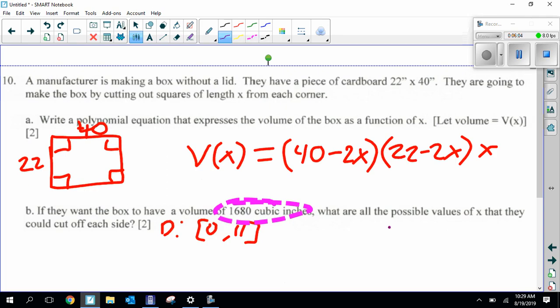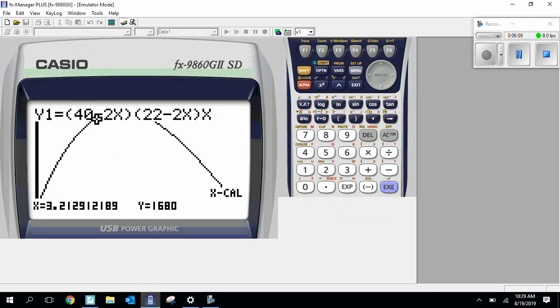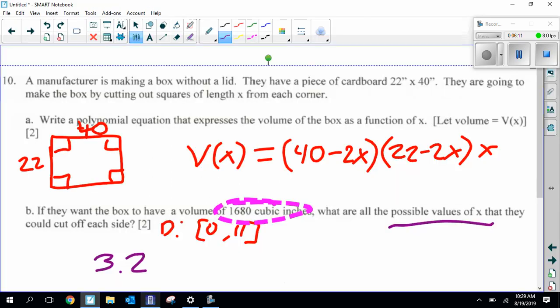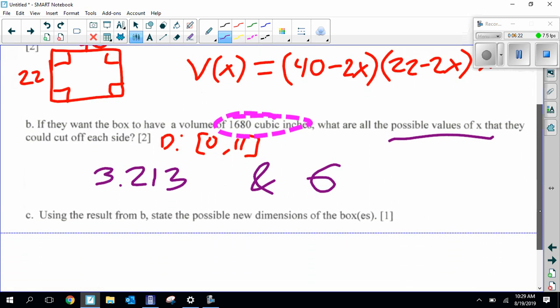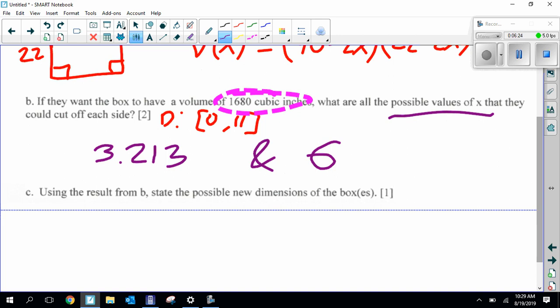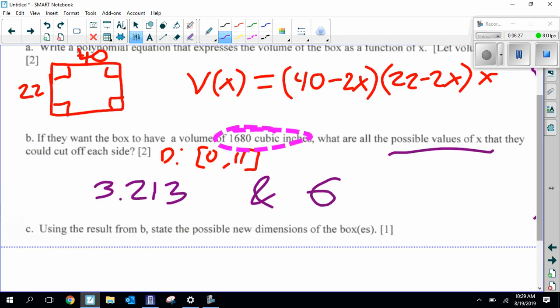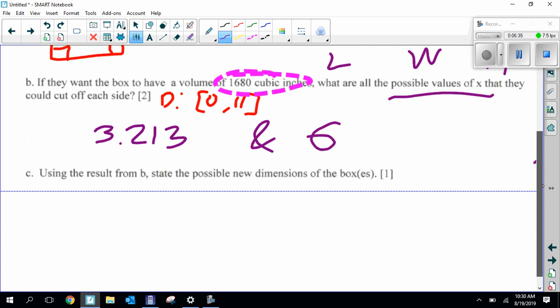What are the possible values of x? 3.213 and 6. Now, with those values, we have length, width, and height. This is like length, this is like width, and this would be like height. So x is 3.213 and 6. That's like our height.